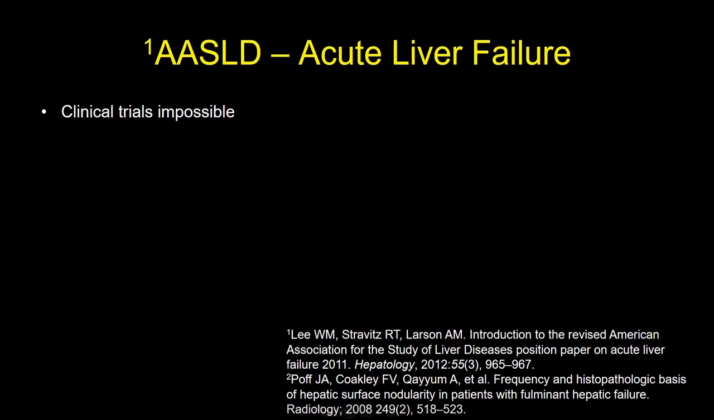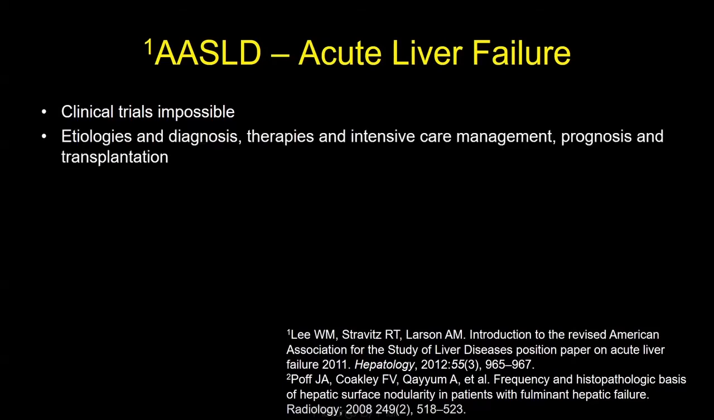So what does the American Association for the Study of Liver Diseases, or the AASLD, have to say about acute liver failure? They published a position paper on ALF, and they have said that clinical trials and research is impossible because of the rarity of the disease, and much of the management is really based on clinical experience.